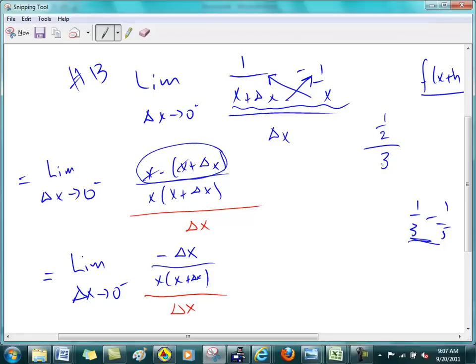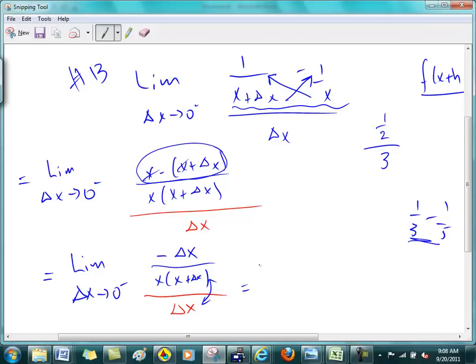A half over a 3. It's 1 over 6, 3 times 2. You multiply the two bottom parts. You do the same thing here. You multiply this and that.